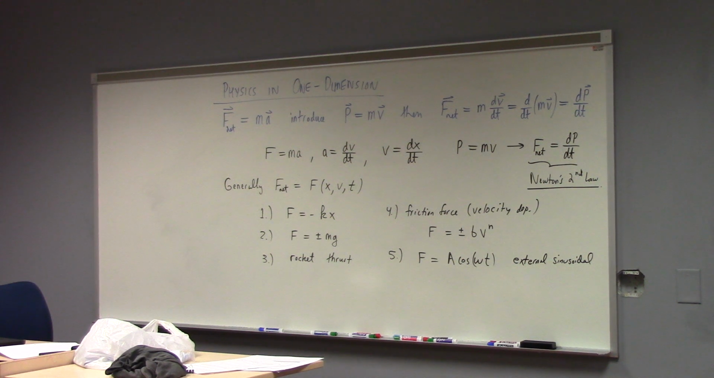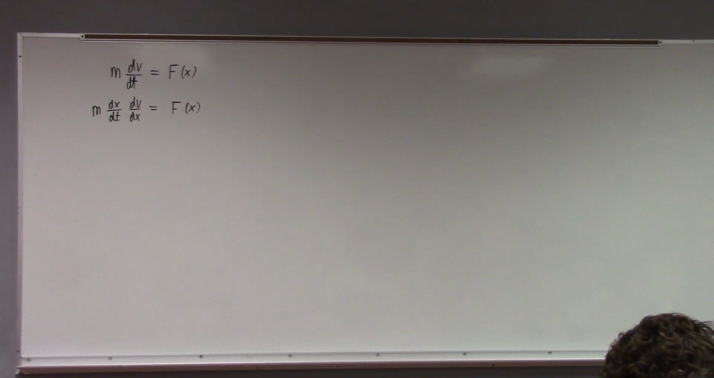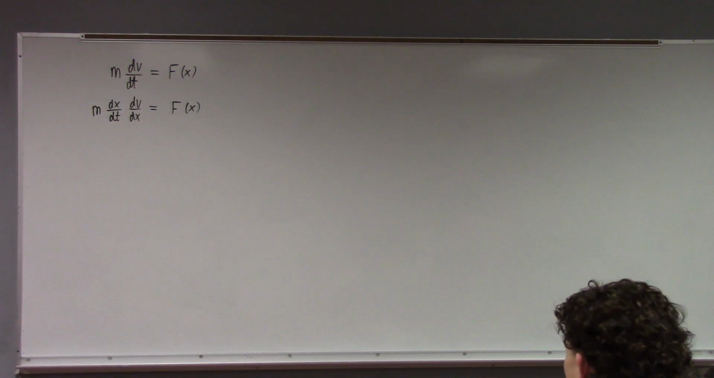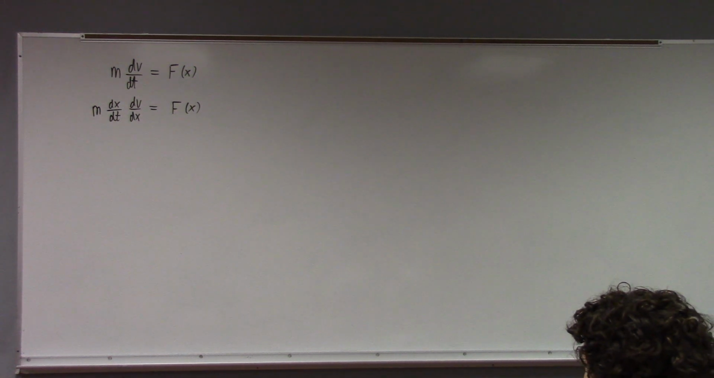I'm saying take the velocity, which is a function of time, and rewrite it as a function of position. If you do that, you're all good. Then what you're looking at, well, you're looking at the chain rule, right?